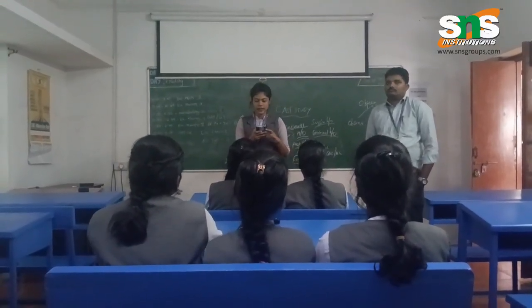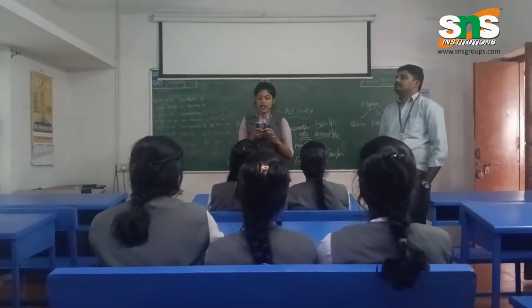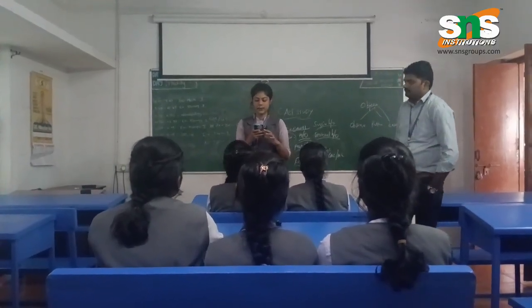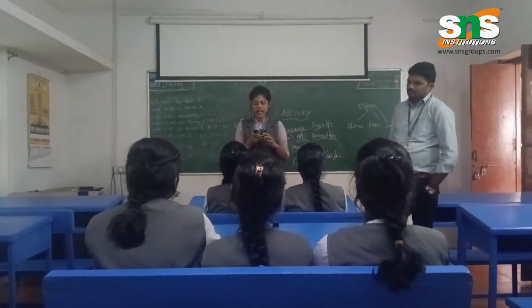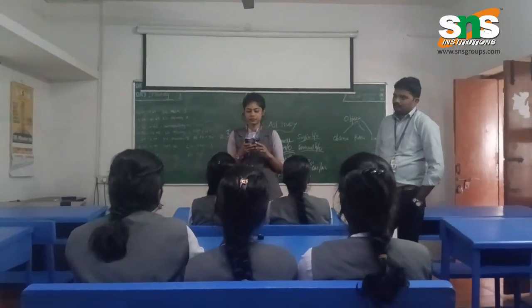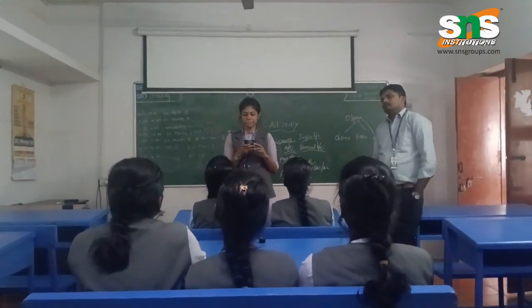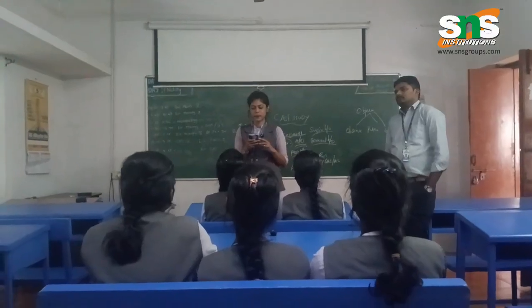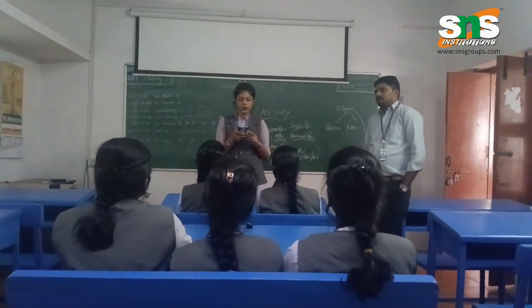Question number 13. Scoliosis is defined as curvature of the spine in option A, sagittal plane, option B, coronal plane, option C, axial plane, option D, vertical plane. Scoliosis is defined as the curvature of the spine in option B, coronal plane.